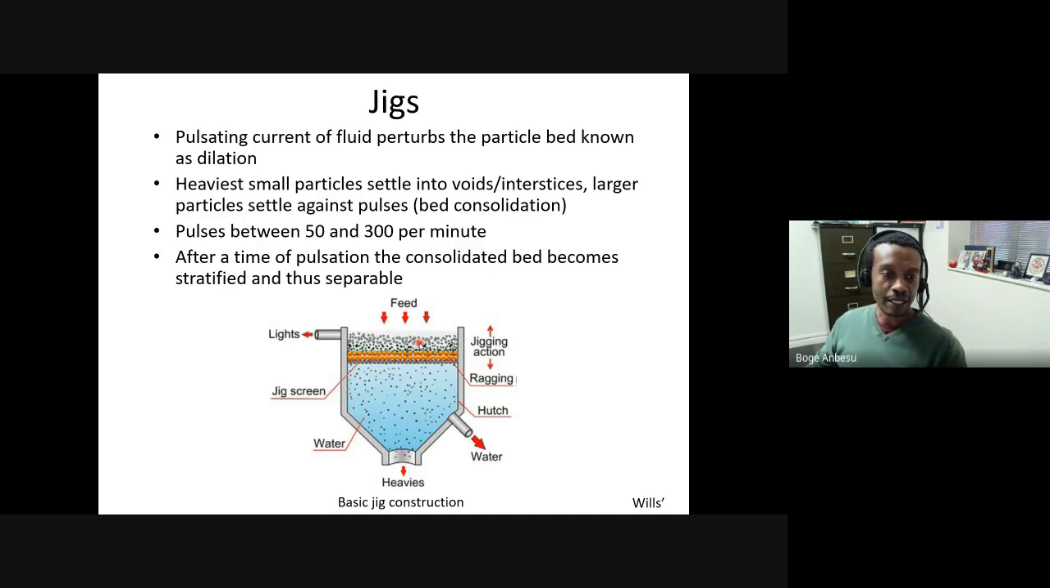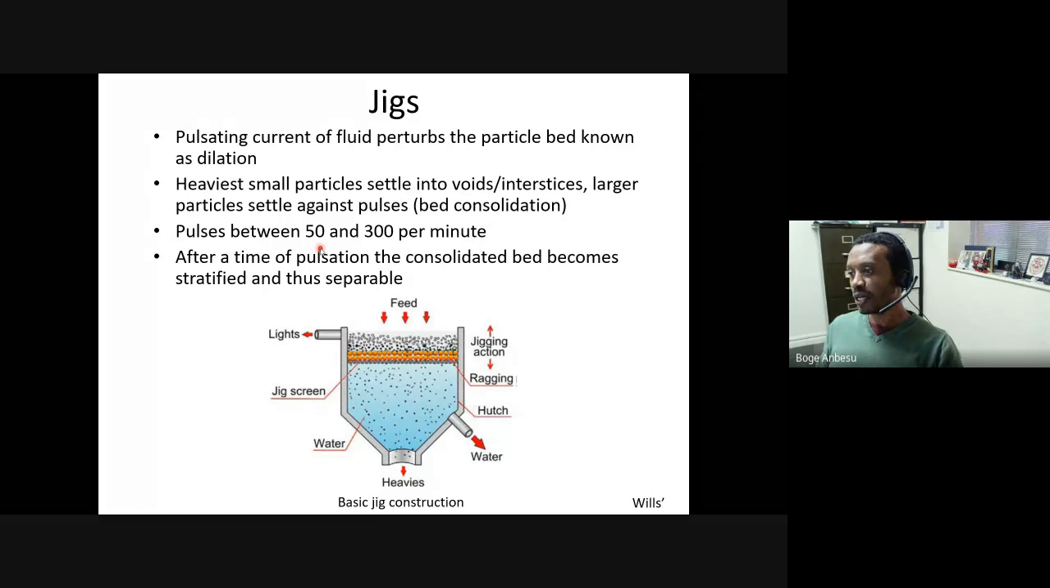And now particle size may play a role depending on how long particles get to fall down. So in some cases, you could have large light particles start falling at a reasonable rate as well. But if you have a proper screen, that should help you with preventing those large particles from passing through as well. So usually pulses could be somewhere between 50 and 300 pulses per minute.